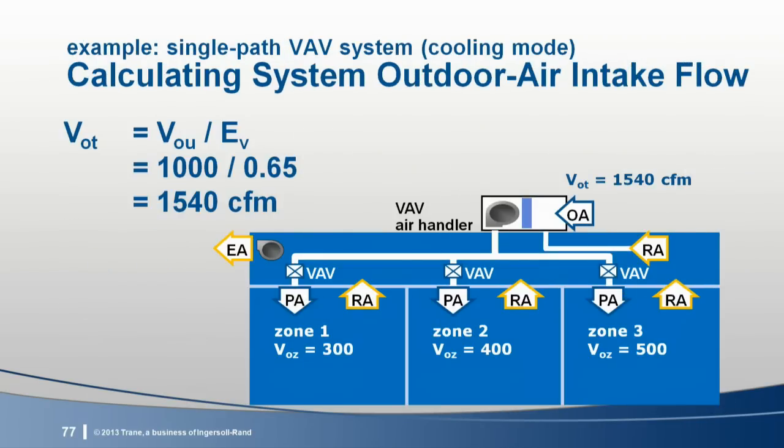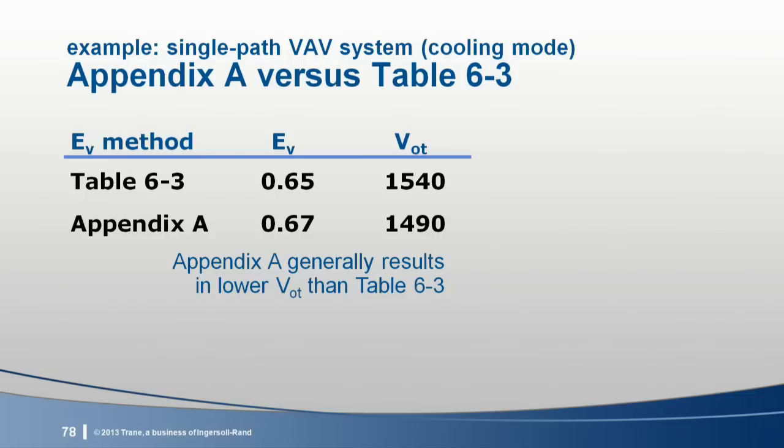For our example, using the default value of 0.65 for system ventilation efficiency, the required outdoor air intake would be 1,540 CFM. So in this case, using the calculations in Appendix A resulted in a system intake airflow that is less than what would have been required if we used the default from the table. Note that the default values in Table 6-3 assume an average outdoor air fraction, X sub S, of 0.15. So for systems with a higher average fraction, like our example, using Appendix A will result in a higher system ventilation efficiency and a lower intake airflow.